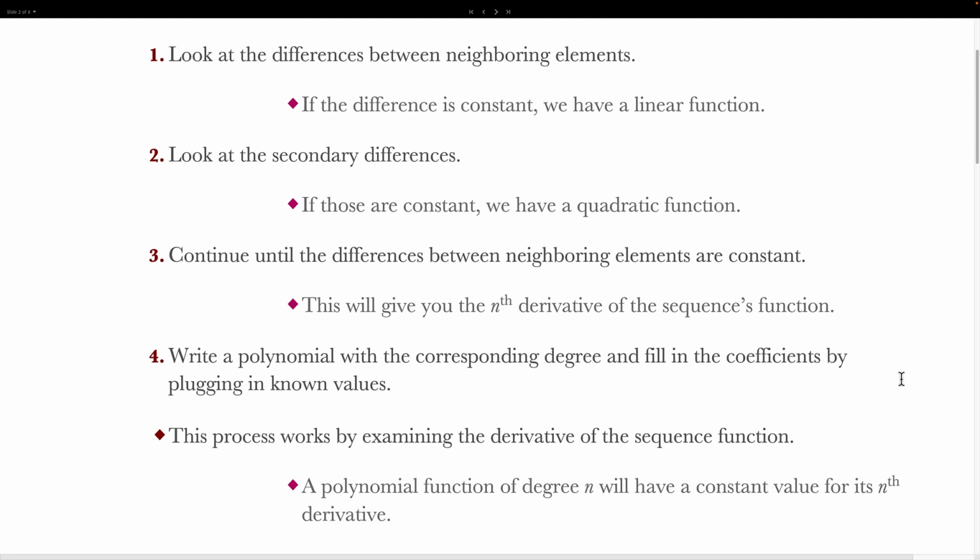The reason that this process works is because it examines the derivative of the sequence function. Now this relies on the fact that a polynomial function of degree n will have a constant value for its nth derivative, which we can then use to find the coefficient for the most significant part of that function.